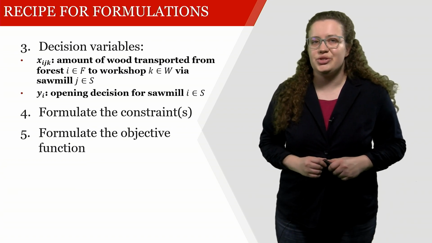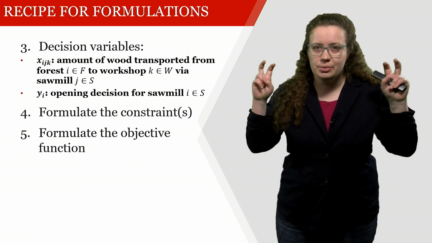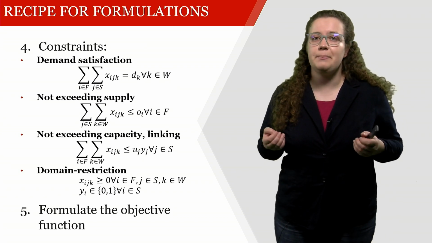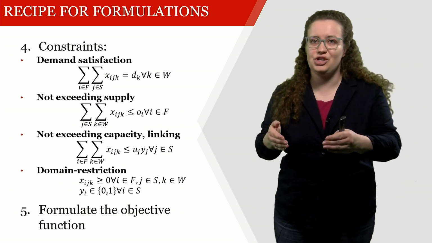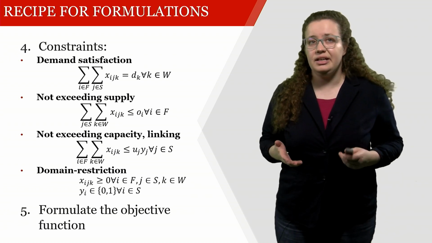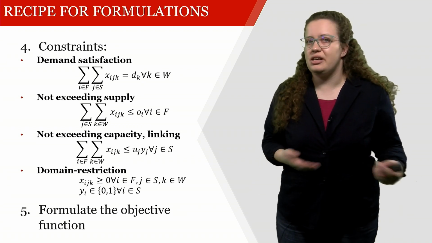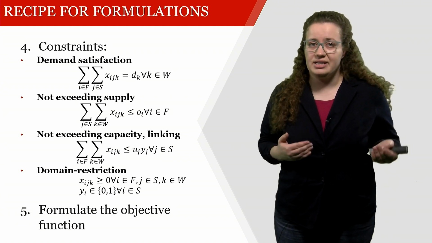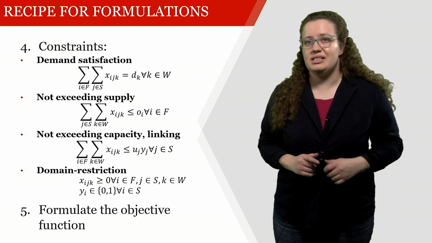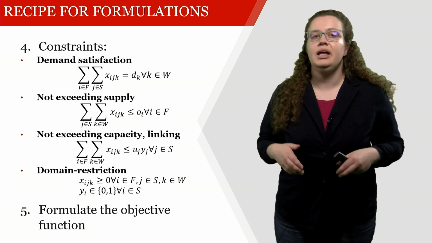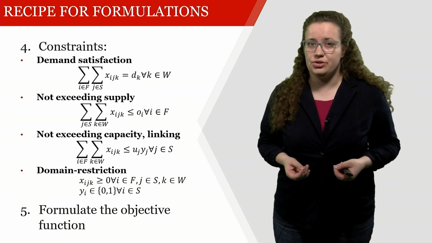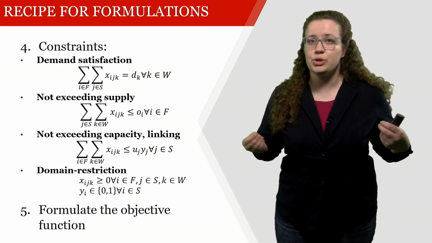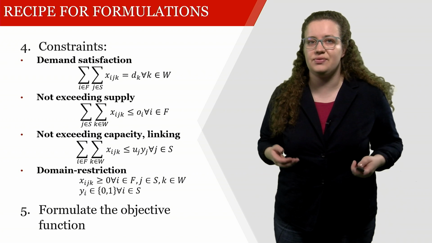Now we can start looking into constraints and objective functions, so into the actual math model. The first constraint that we're seeing is demand satisfaction. So the amount that we ship towards the workshop has to meet the demand. Secondly, we do not want to exceed the supply, but we might actually leave some of the wood in the forest. So we are also saying the sum over all X_ijk has to be less than or equal to the supply O_i. And lastly, we have the capacity constraint, which, however, is linked to the opening decision. So obviously, if we don't open a location, we also cannot satisfy any sort of demand.